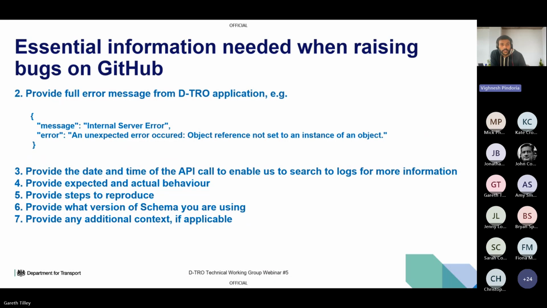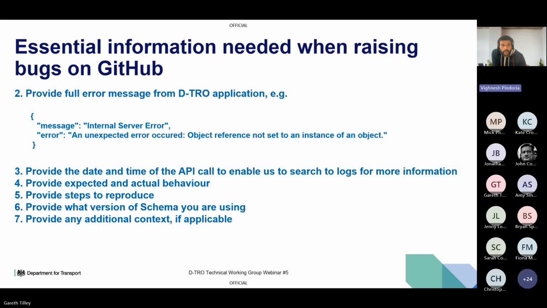Thirdly, the date and time when you try to make the API call to an endpoint and when the error was raised. That helps us to look into our logs and identify what the issue might be, as we have more information in our logs. It just helps us and helps you identify and get the fix in as quick as possible.